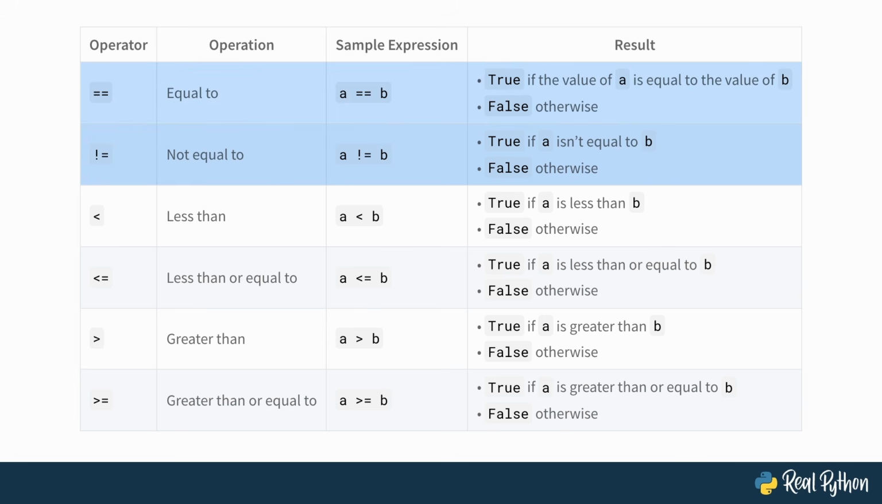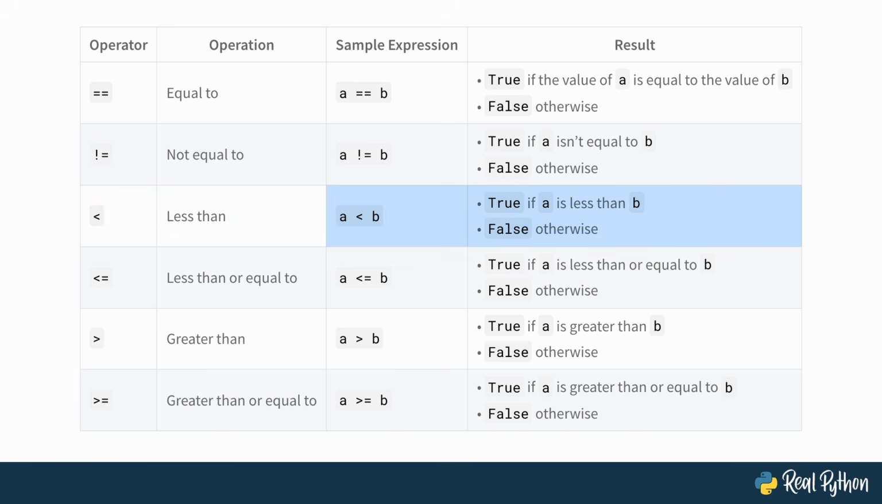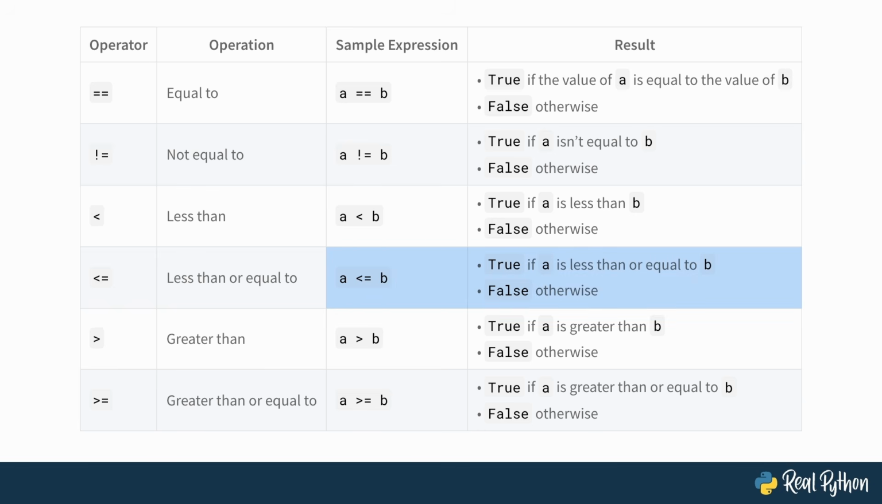These two operators are a bit special as you can use them on any two Python objects, but the next four can only be applied to objects that support comparison. The opening angle bracket, also called the less than symbol, functions as the less than operator. a < b returns true if a's value is less than b's, false otherwise. Less than or equal to is much the same. a <= b returns true if a is less than or equal to b, and false otherwise.